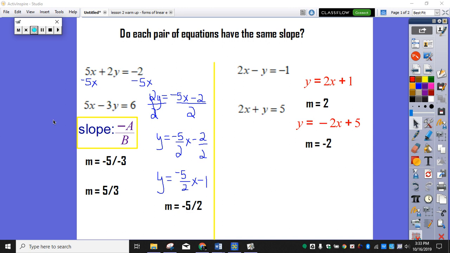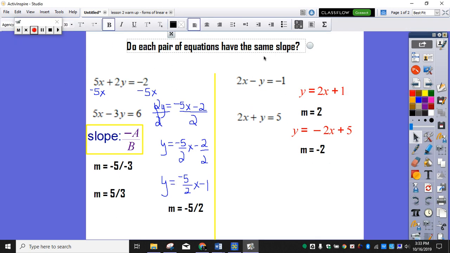Hello, this is Mrs. Taylor, and I'm going to extend the previous video of comparing slope to comparing y-intercepts. So instead of asking the question, do each pair of equations have the same slope, I'm going to ask, do each pair of equations have the same y-intercept?